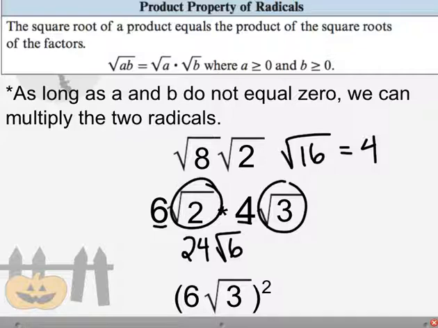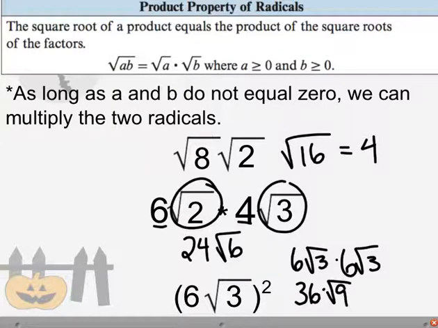Next, 6 root 3, all of that squared. Technically what that means is we are taking 6 root 3 times 6 root 3. So we can multiply the 6's to get 36, multiply the 3's to get the square root of 9, which is just 3. So 36 times 3, we would get 108, if I'm doing that right in my head.